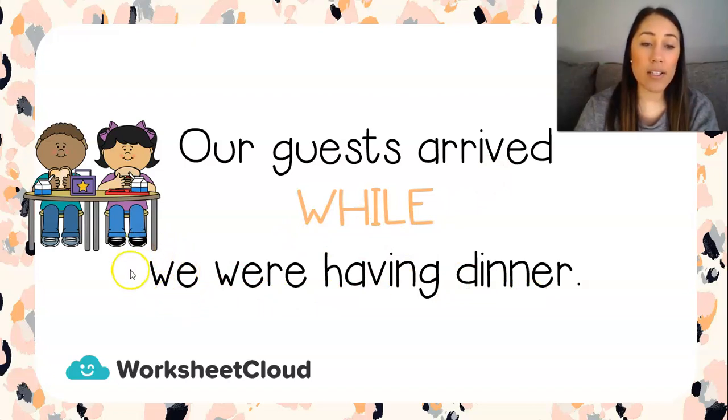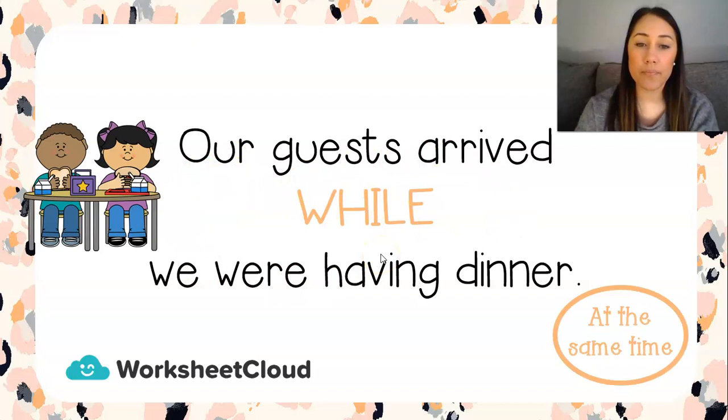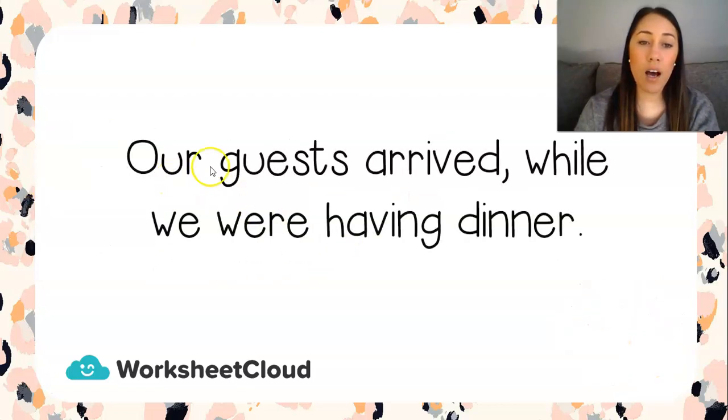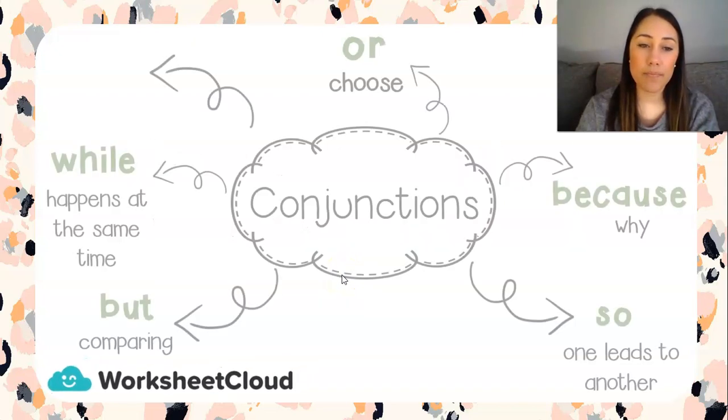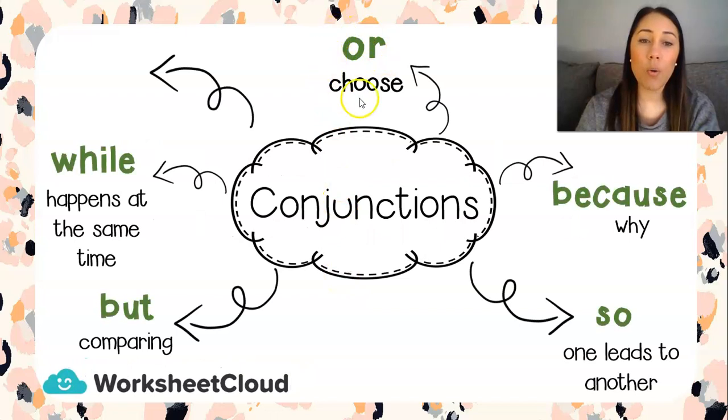The "we" now gets a small w because it's not a sentence on its own again. It's not the beginning of my second sentence. So let's write it as one long sentence. Our guests arrived, while we were having dinner. It happened at the same time. Okay, we've got "or", "because", "so", "but", "while", and now we're going to look at "and".